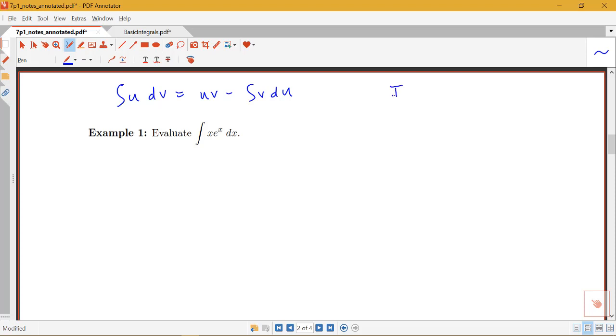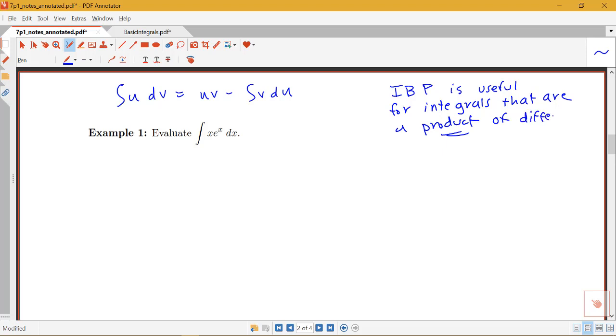So a couple of important notes. Integration by parts is useful for integrals that are a product of different kinds of functions. So something like we see in this example where we have x times e to the x, that's a product of two very different kinds of functions. Okay, and we said we're going to have to identify u as something and dv as something.